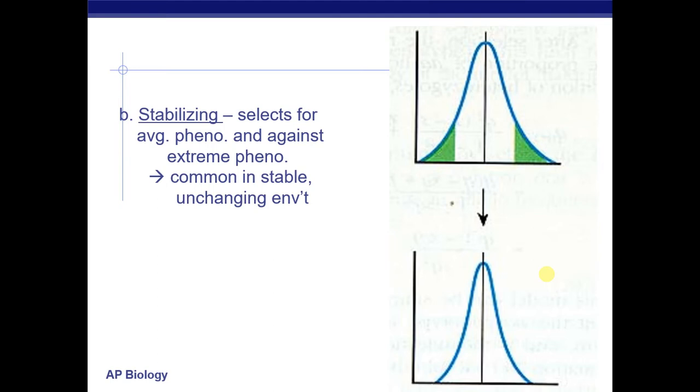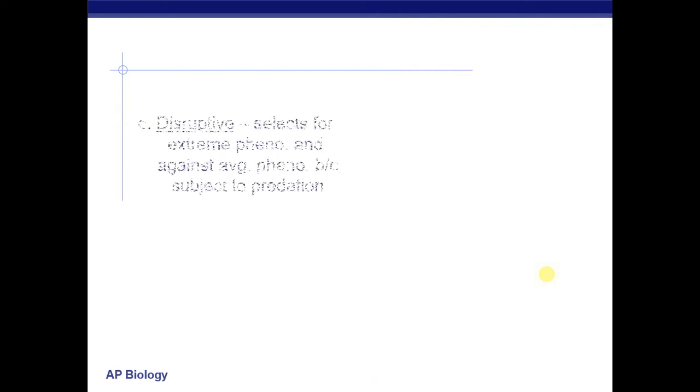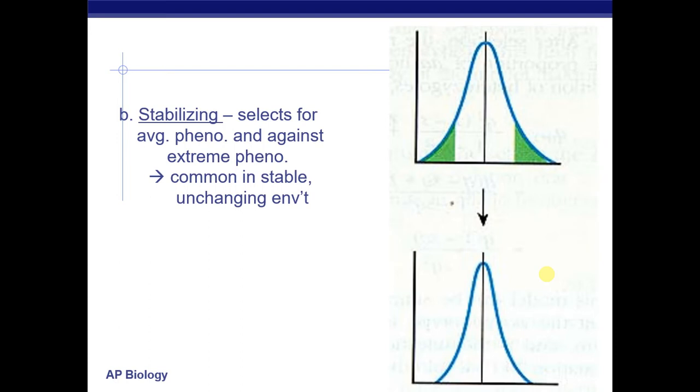We have what's called stabilizing selection, and this is what happens when the extreme phenotypes are the least favorable. This is the most common in really stable environments, right? So the middle, the in-between phenotype, is what is selected for. Either extreme is equally detrimental. Let's make something up.